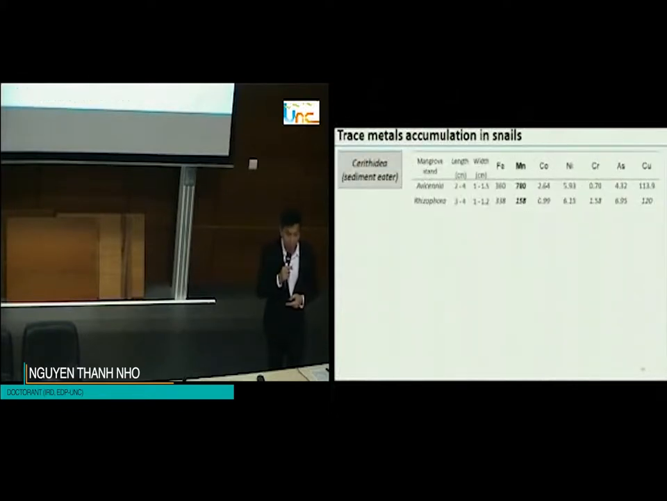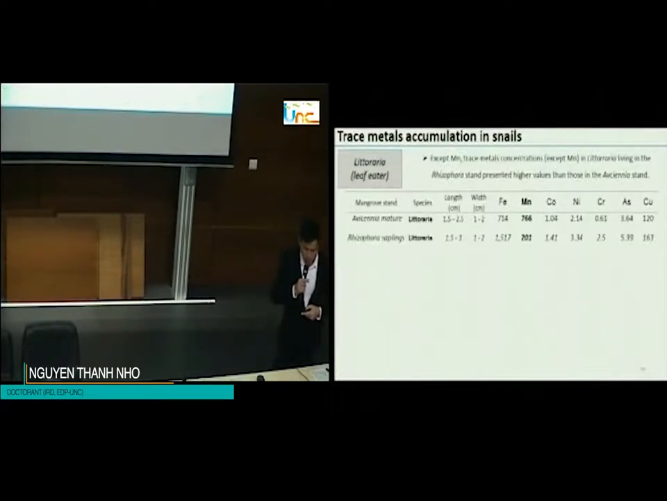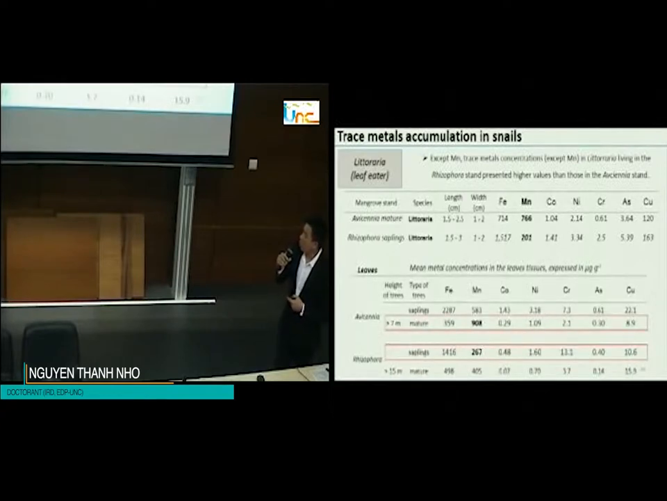For Cerithidea, a sediment eater, it presented higher metal concentrations in the Rhizophora than those measured in the Avicennia, with the exception of manganese and cobalt. This may relate to the high metal concentration in the available fraction in the sediment beneath the Rhizophora stand than in the Avicennia stand. Concerning Littoraria as a leaf eater, being collected from Avicennia mature trees and Rhizophora saplings, Littoraria collected in the Rhizophora presented higher metal concentrations than in the Avicennia, and this may relate to the higher metal concentration in leaves of the Rhizophora saplings than those measured in the Avicennia mature trees.